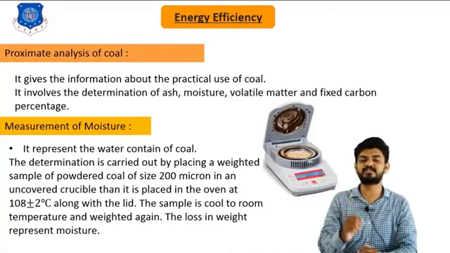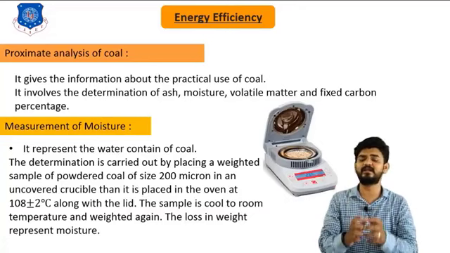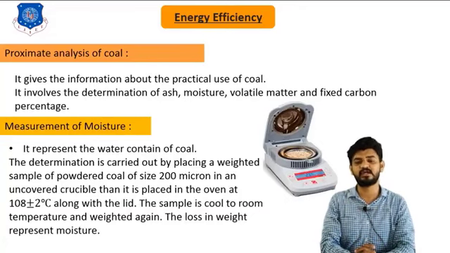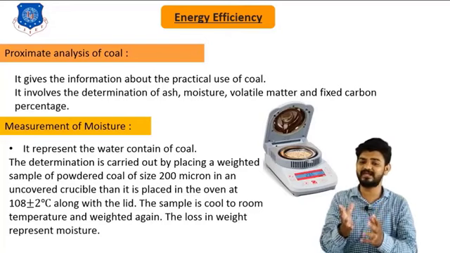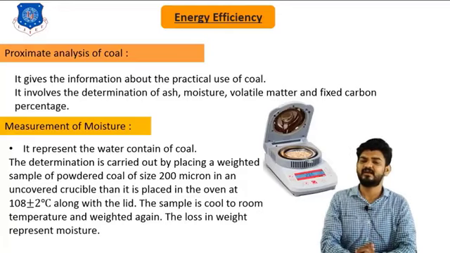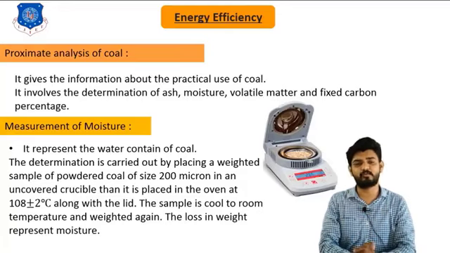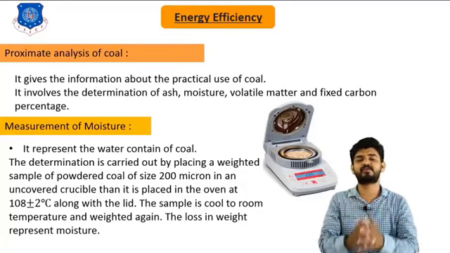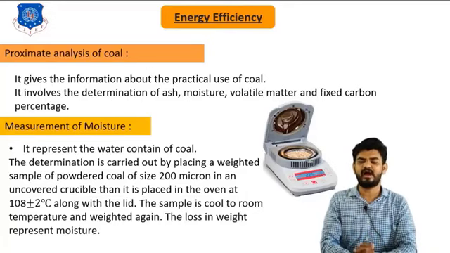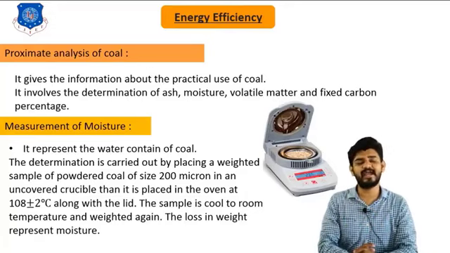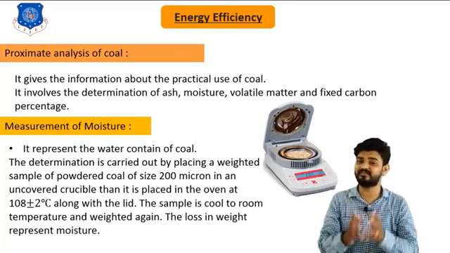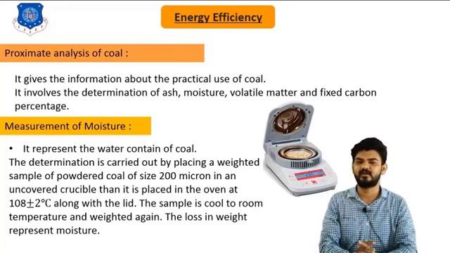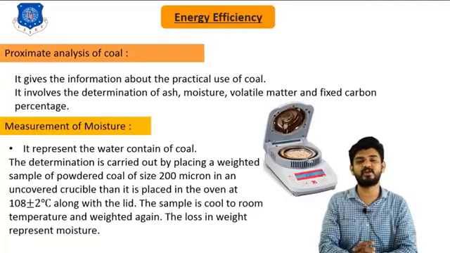Here in this image you can see a typical instrument that is used to measure the moisture content. It contains a crucible in the shape of a cylinder or dish in the center, where we place the sample of coal and cover it with its cover. After a certain time we will get a digital display of how much the moisture content of this particular sample is. So this was all about the measurement of moisture.